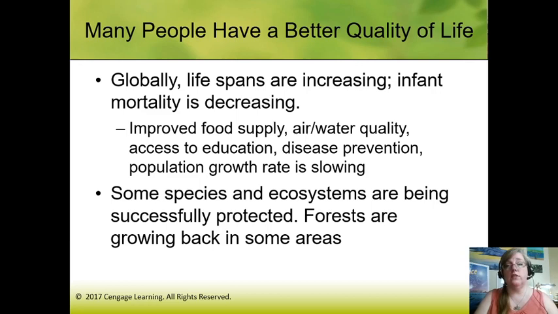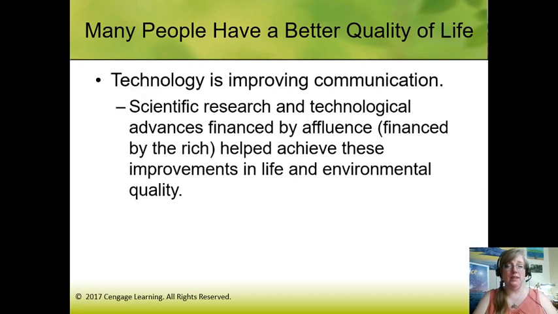Every once in a while there's good news, where there's an animal we thought was extinct and we find it again. Especially since we've been all cooped up with COVID, we can't go outside as much as we used to, and so nature gets to come back again. So it's pretty amazing. And technology is improving our communications.